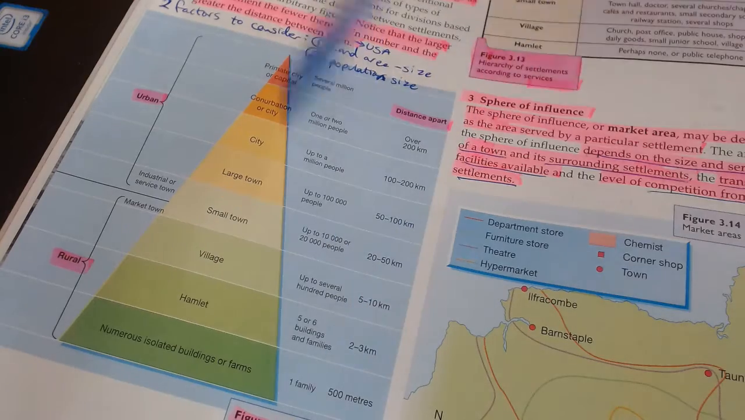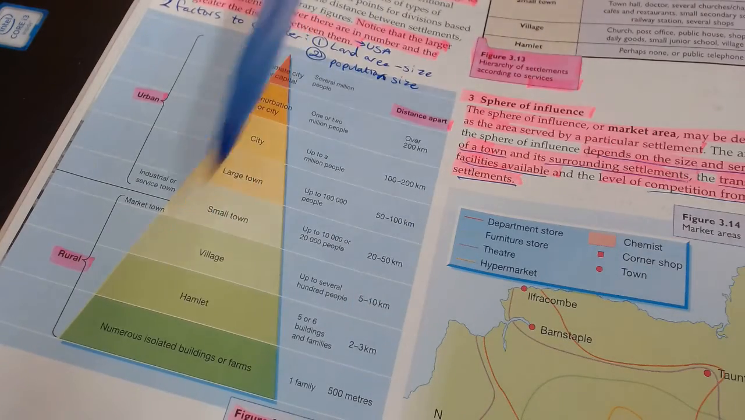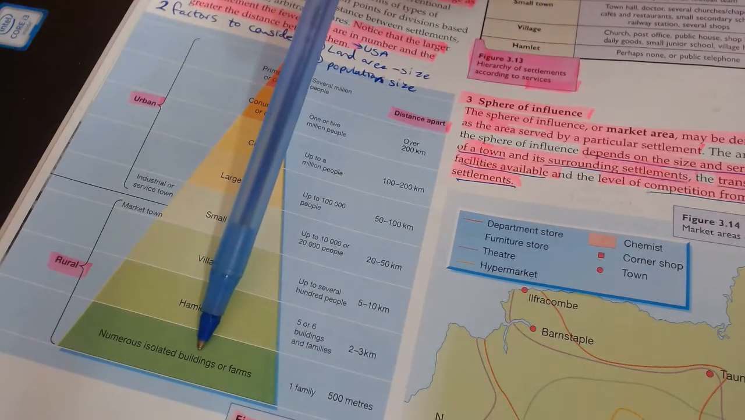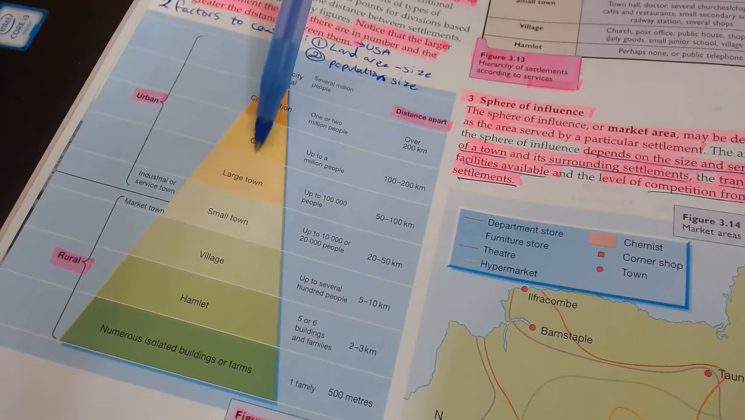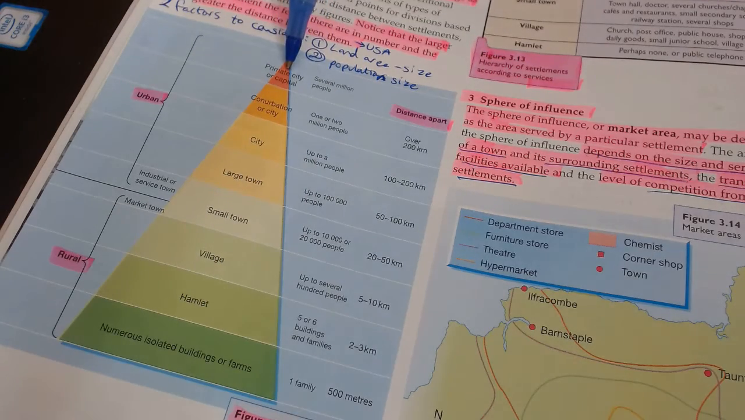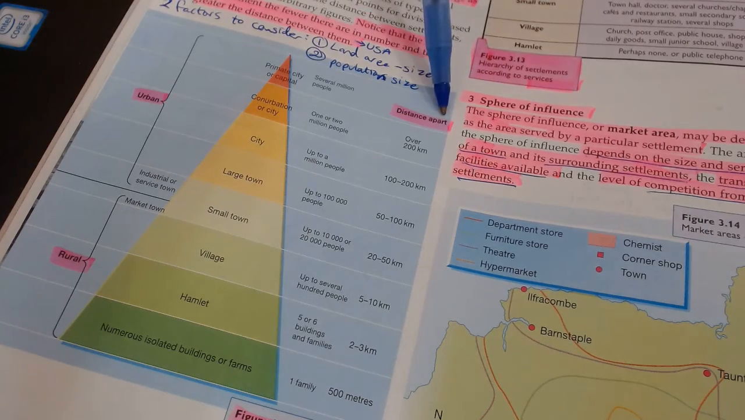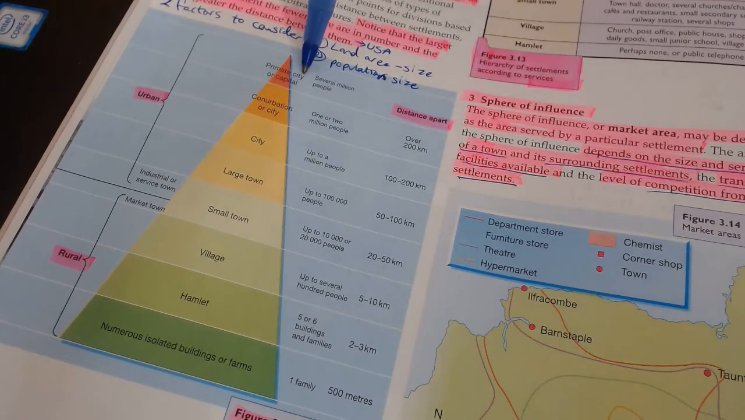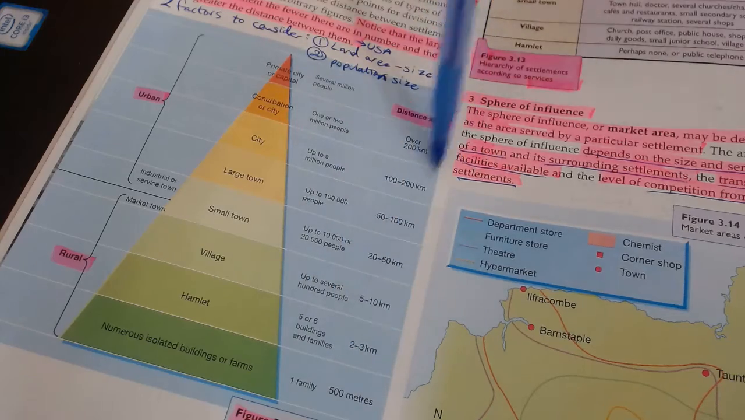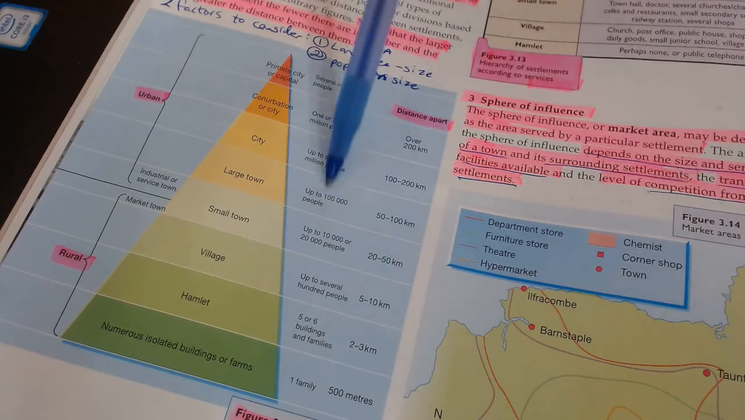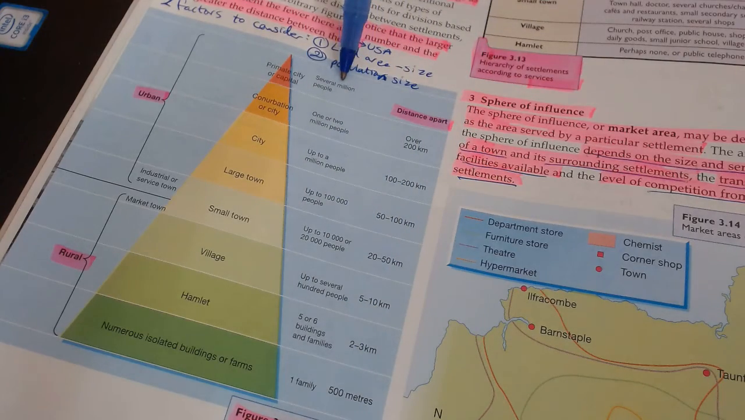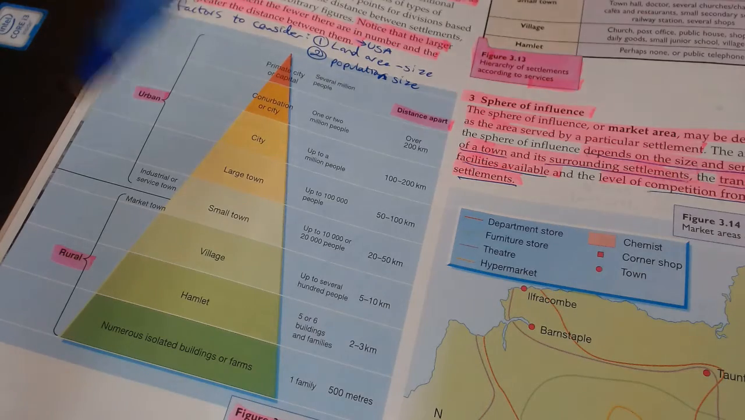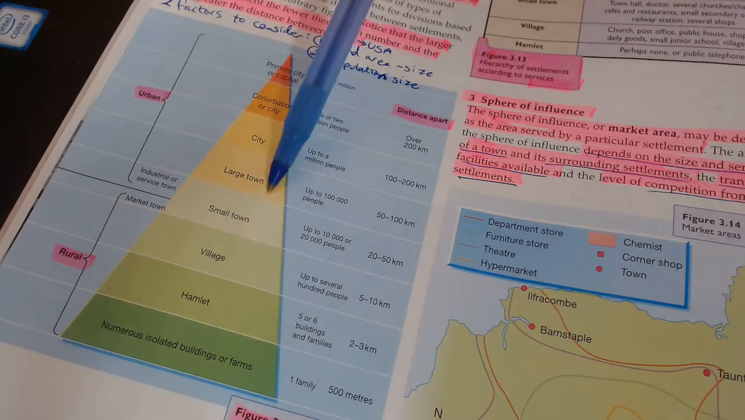So as we go up, there's less and less of them. You can have lots of these, but they're spread out. And then as we come up here, you're only going to have one capital city. Each country has one capital city, and they're usually very, very far apart. So as you move up, you get less of each one. They're spread apart further, and the population increases. Okay. So again, what else you could add is services also increase.